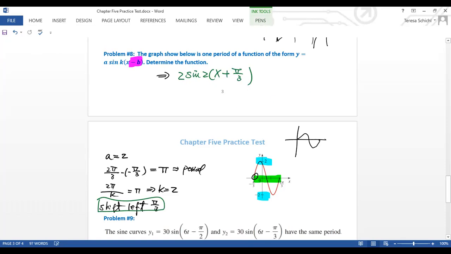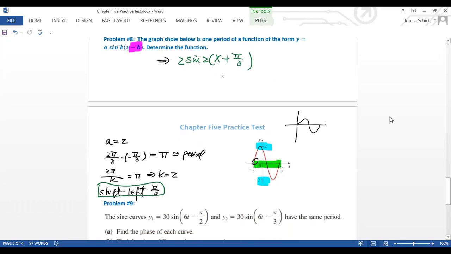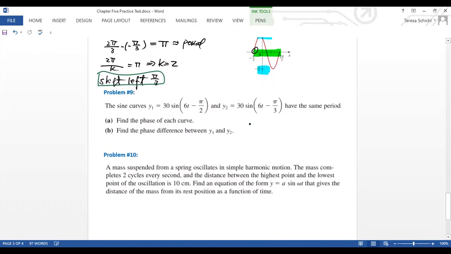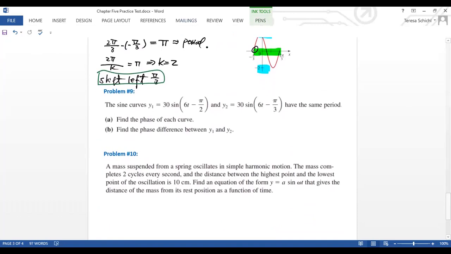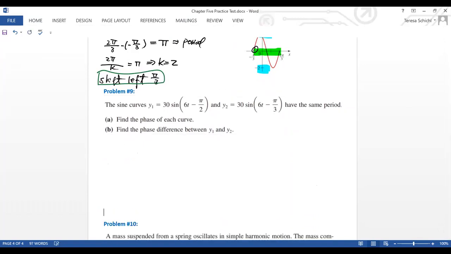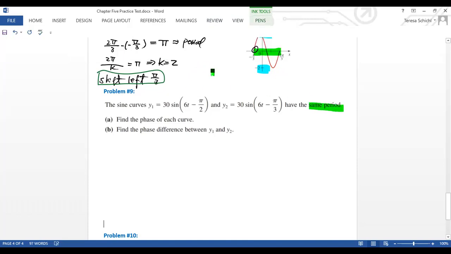All right, so let's take a look at number 9 here. Number 9 tells us that a sine curve, this one and this one, have the same period. Find the phase of each curve.